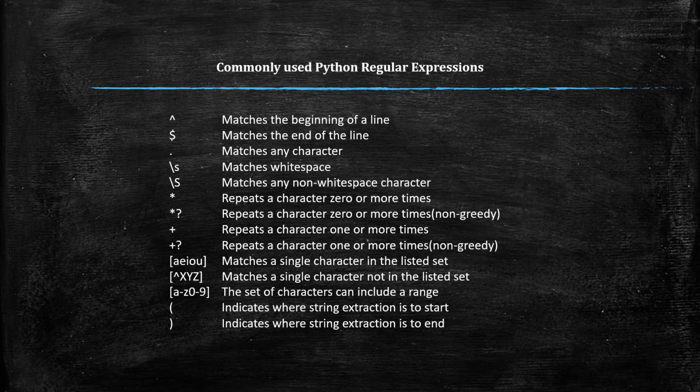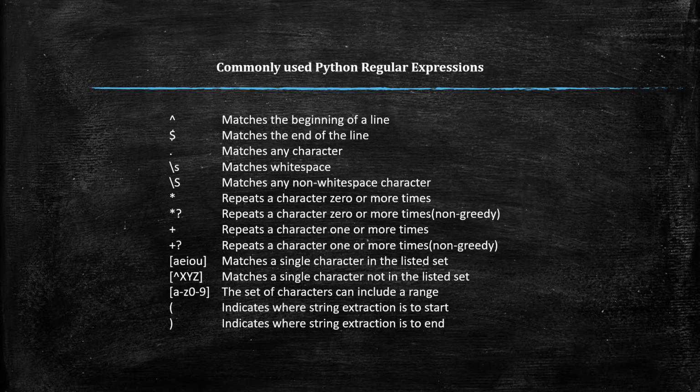This we are going to explain later. Plus means repeat a character 1 or more times, but plus question mark will mean repeat a character 1 or more times in a non-greedy way. Again, we will explain it later. Within the square brackets, if you write A, E, I, O, U, this is going to match a single character in the listed set. That means it is going to match whether the pattern contains A or E or I or O or U, right?